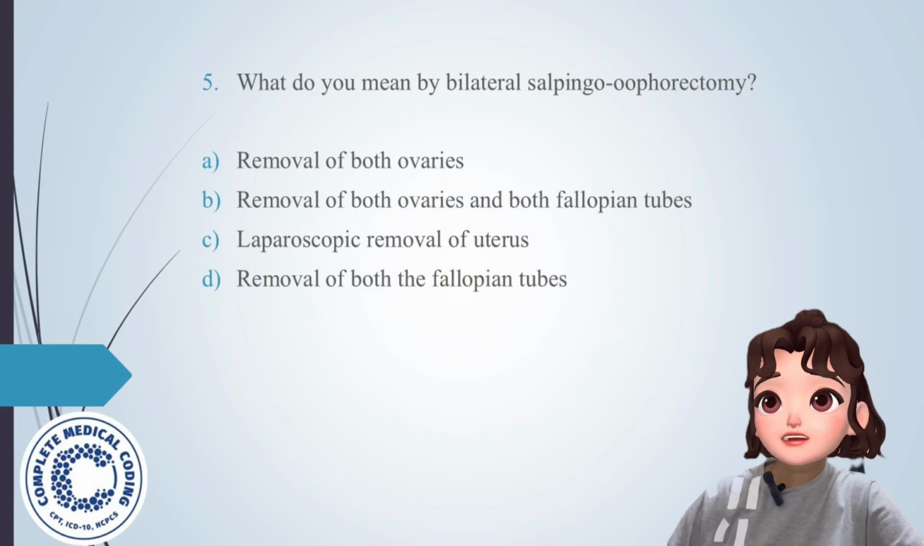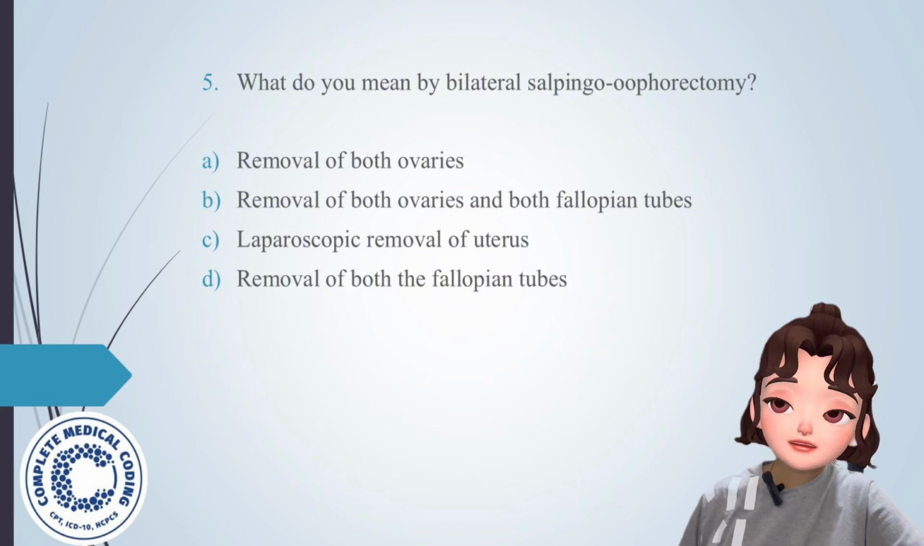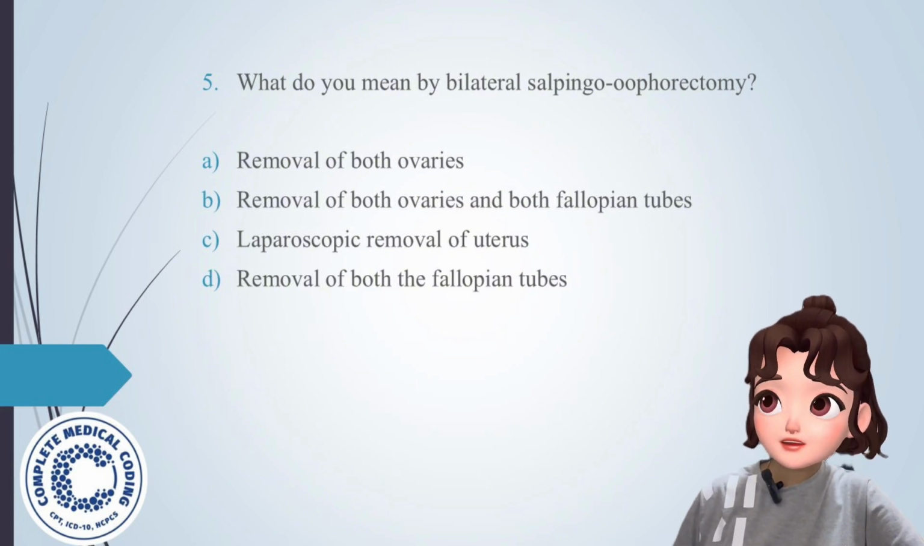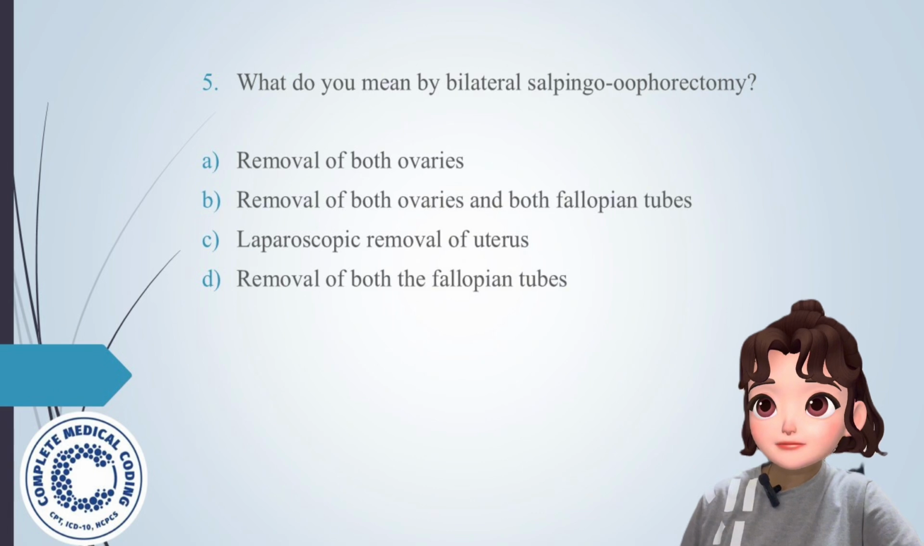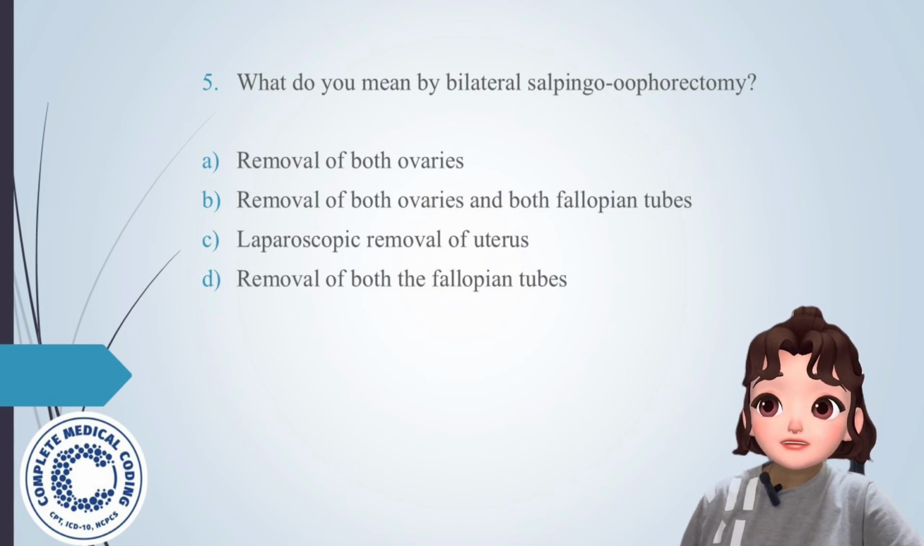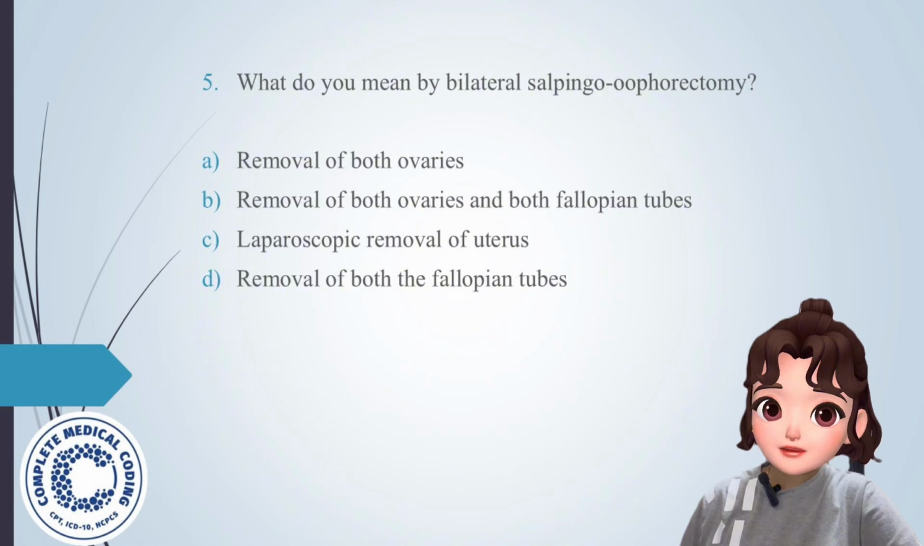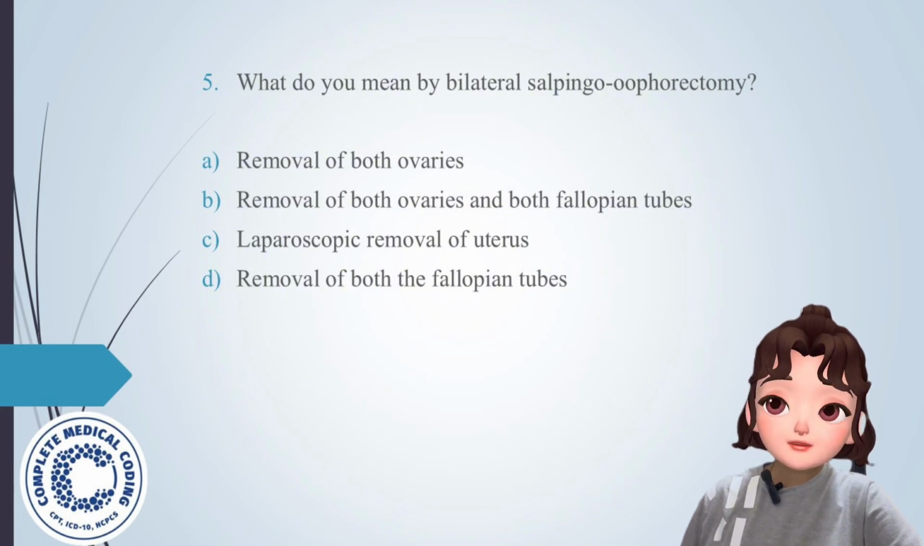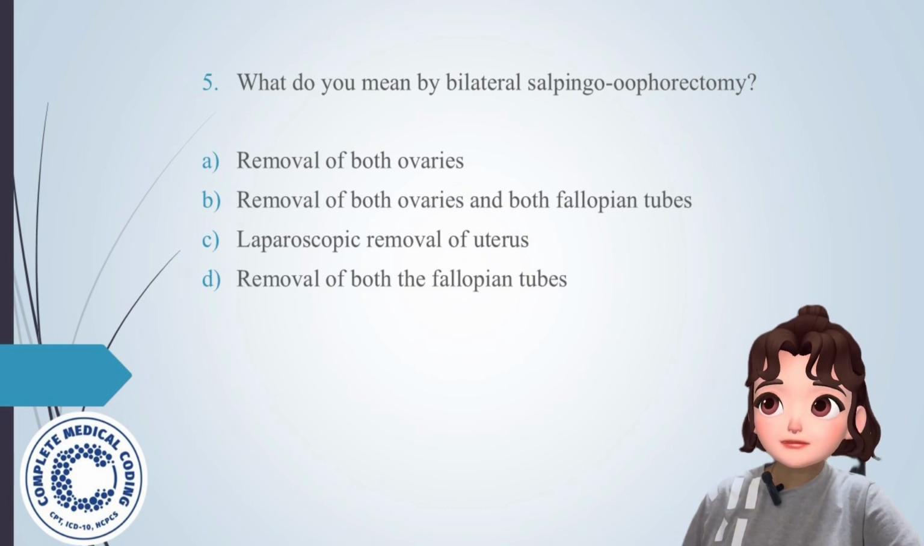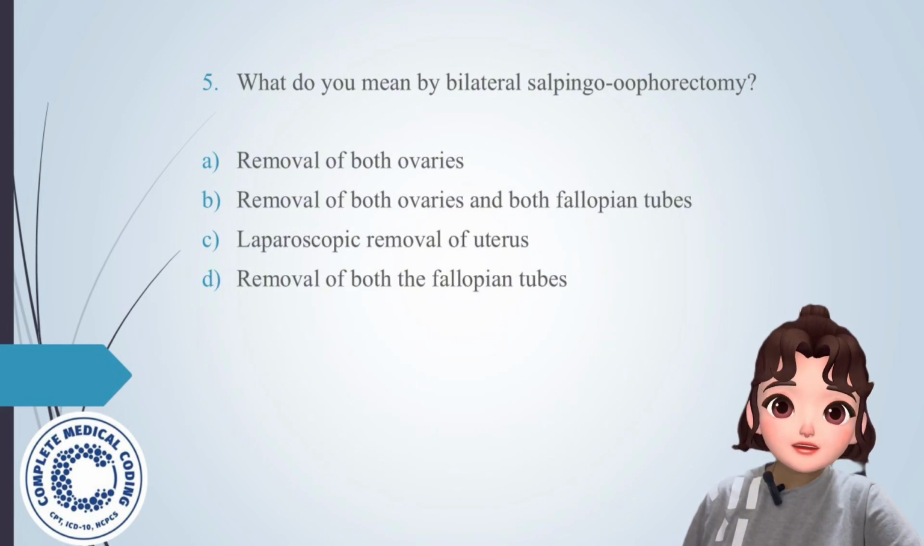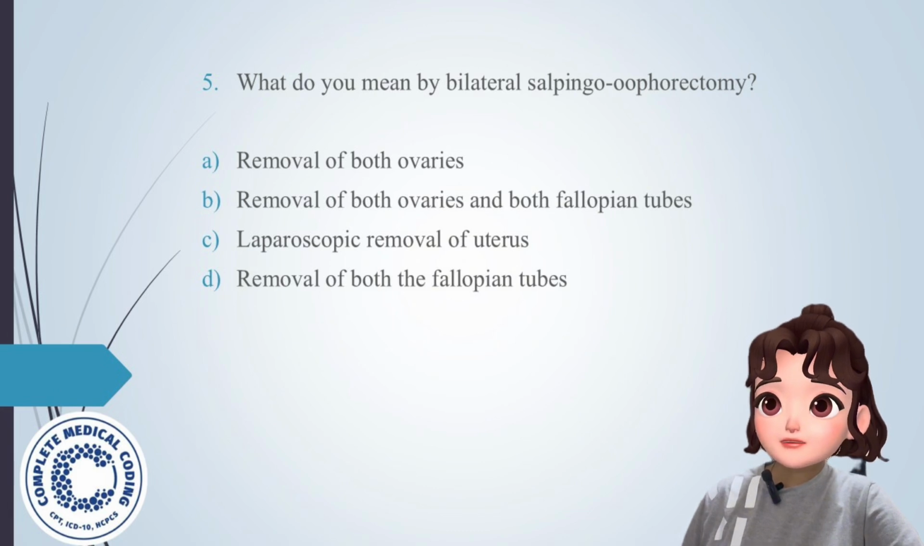Fifth question. What do you mean by bilateral salpingo-oophorectomy? This is an important medical terminology. Bilateral salpingo-oophorectomy. As you already know from the word, bilateral means 2, both. So what are the options here? Ectomy represents removal. So first option, removal of both ovaries. Removal of both ovaries and both fallopian tubes. Laparoscopic removal of uterus. Removal of both the fallopian tubes.